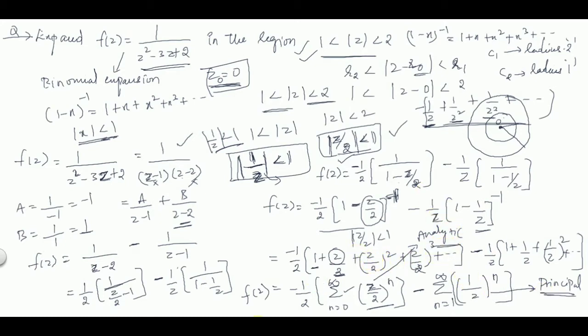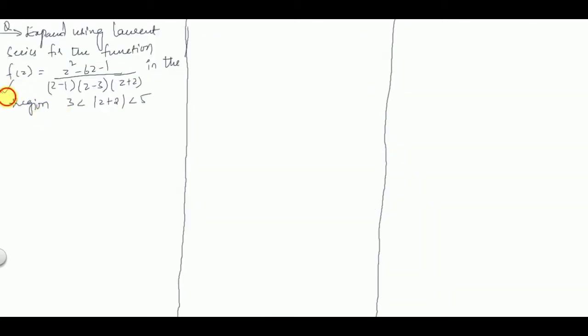Okay, so let us see one more problem, then you'll understand more clearly about this ROC consideration. We'll see one more problem on Laurent series. So he has given some function f of z and he has also given the region of convergence. When he gives the region of convergence, you have to be more careful.